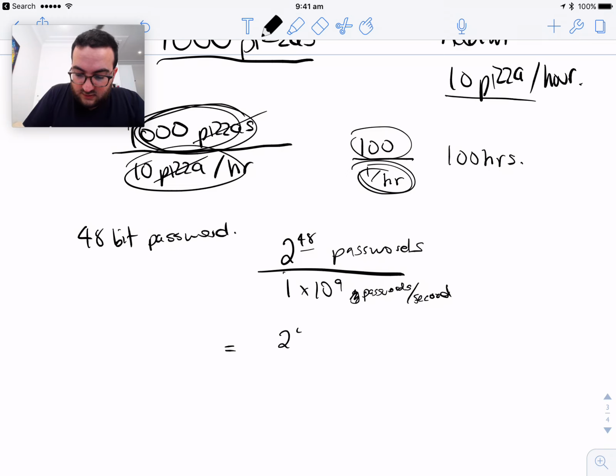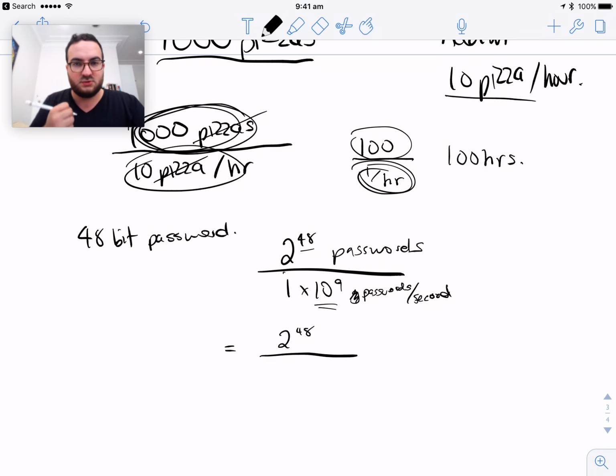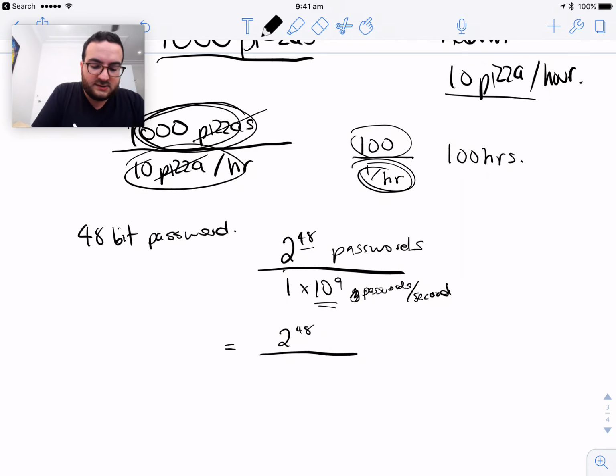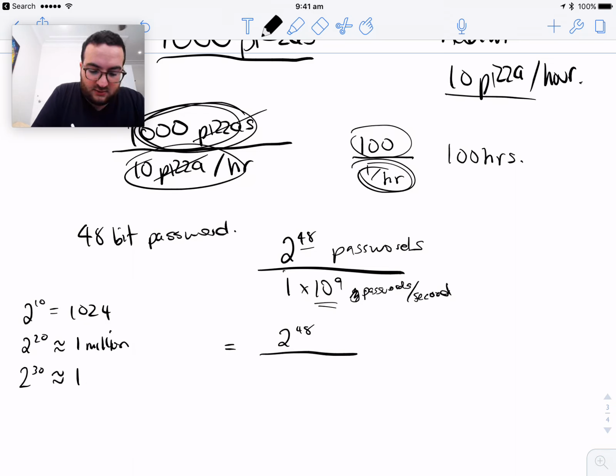So this is 2 to the 48. I'm just going to convert a billion to a power of 2 number. So what's the closest power of 2 number to a billion? Well, there's a little shortcut. 2 to the 10 is 1,024. And 2 to the 20 is approximately equal to 1 million. And 2 to the 30 is approximately equal to 1 billion. So that's a great number to remember. 2 to the 30 is approximately 1 billion.